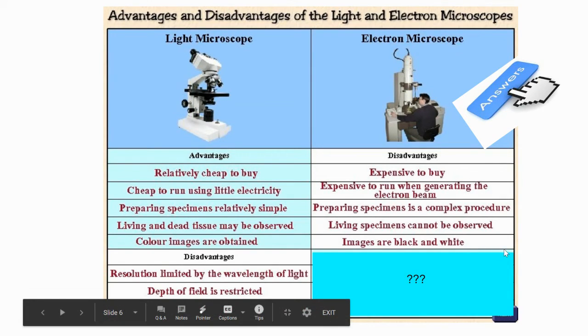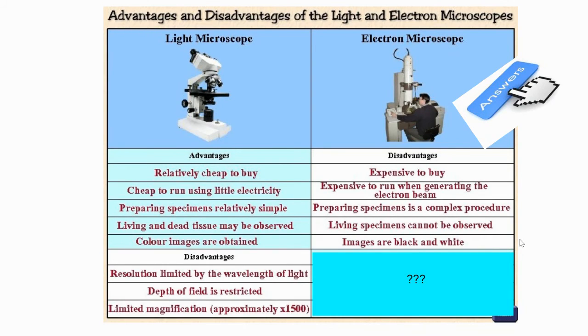Depth of field is restricted. You don't actually need to understand what depth of field means, but basically it means how contrasting your specimen's color is from the background. And also magnification will be limited because resolution is limited. So if you keep on enlarging the image, the quality of the image goes down and the image starts appearing hazy or less clear.